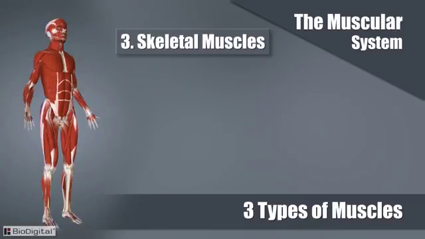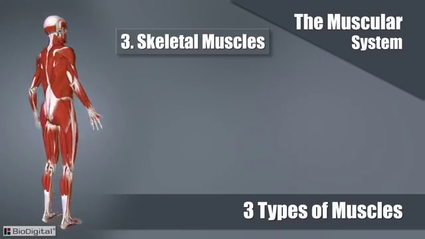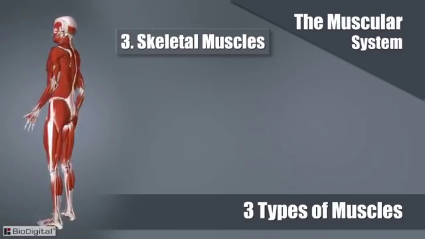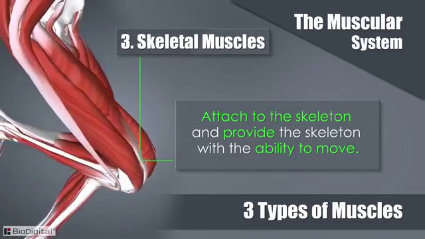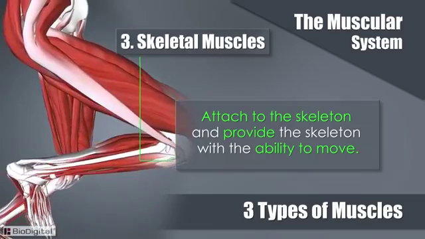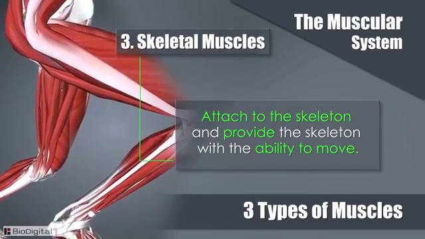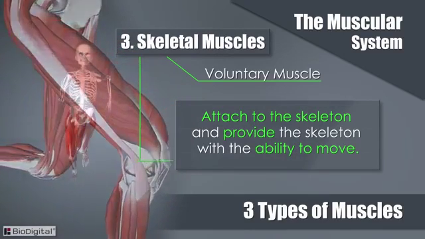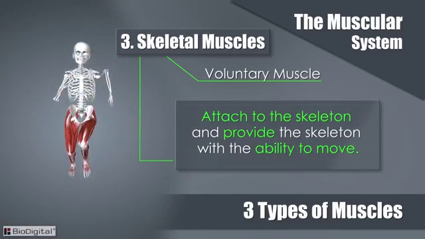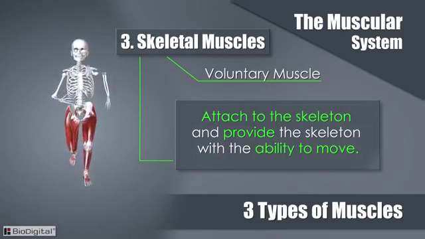And the 3rd type of muscle is the skeletal muscle. These are what we typically think of when talking about muscles. These muscles attach to the skeleton and provide the skeleton with the ability to move. The skeletal muscles are classified as voluntary. This is because we have to make a conscious effort or decision to make them move.